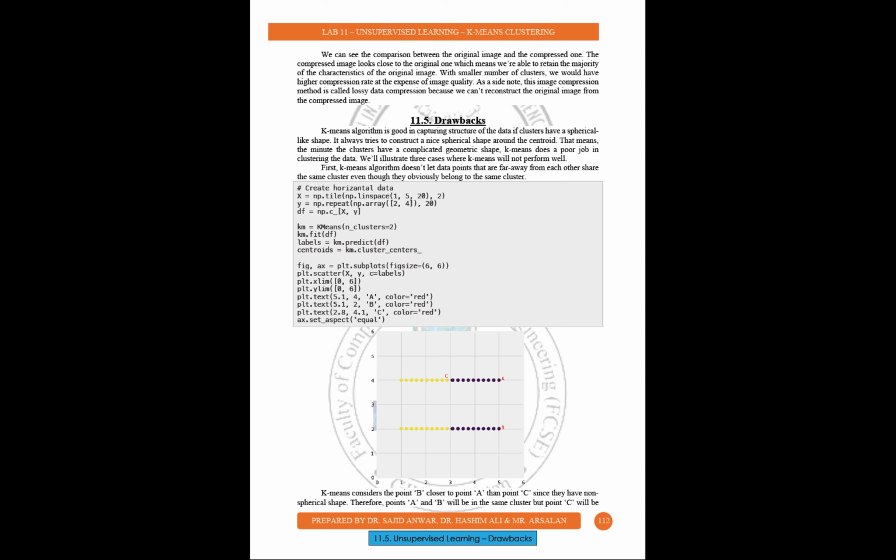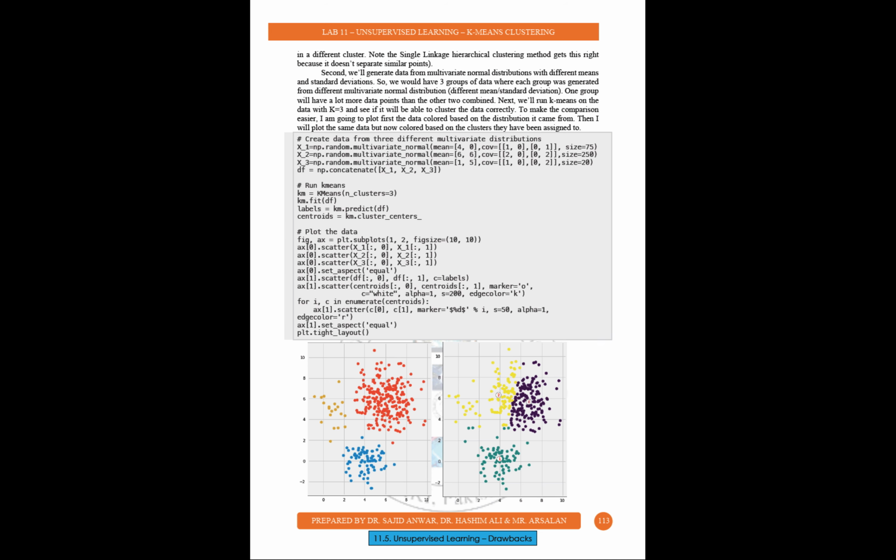First, the K-means algorithm doesn't let data points that are far away from each other share the same cluster, even though they obviously belong to the same cluster. So here's an example, and you can put in the code and see. K-means considers point B closer to point A than point C since they have non-spherical shapes. Therefore, points A and B will be in the same cluster, but point C will be in a different cluster. Note that the single linkage hierarchical clustering method gets this right because it doesn't separate similar points.